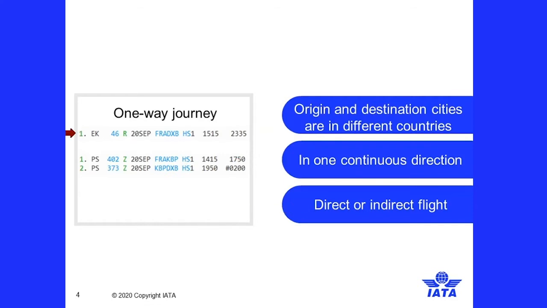Here we have the Emirates direct flight, Frankfurt to Dubai. The second one represents Ukraine International Airlines, PS, Frankfurt to Kiev, Kiev to Dubai, so connecting in Kiev.